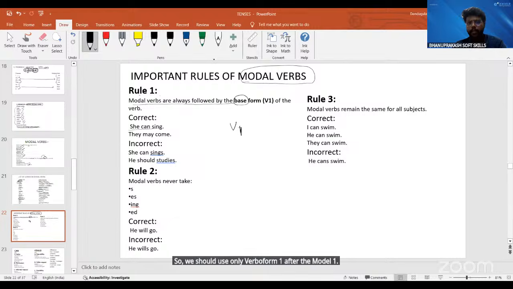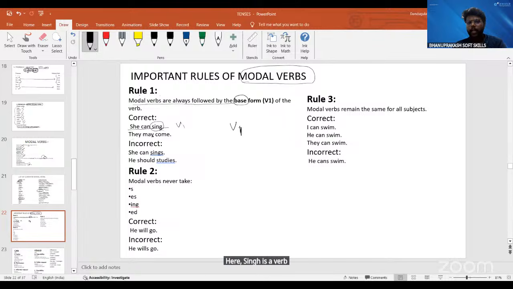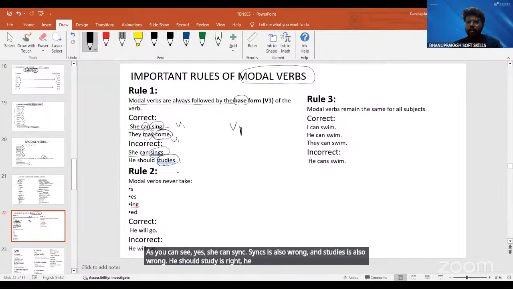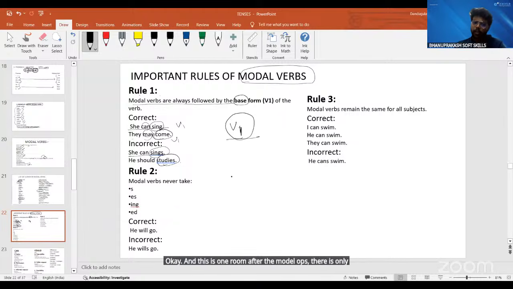As you can see here, one example, she can sing. Here sing is verb form 1. They may come. Come is also verb form 1, as can and may are modal verbs here. We can't say she can sung. She can sung, that is wrong. She can singing is also wrong. She can sings is also wrong. And studies is also wrong. He should study is right. He should studies is wrong. Okay. And this is one rule. After the modal verbs, we need to use only the base form, which is verb form 1.